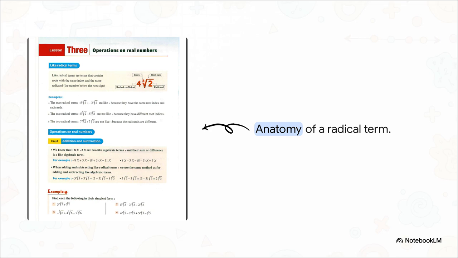Let's actually break down the anatomy here so these vocab words make sense. Notice how that little number is sitting outside on the ledge of the root sign? That's our index, in this case, a 3. The number tucked safely inside under the root is our radicand. Here, it's a 2. And that big number out front? Yep, that's our radical coefficient.